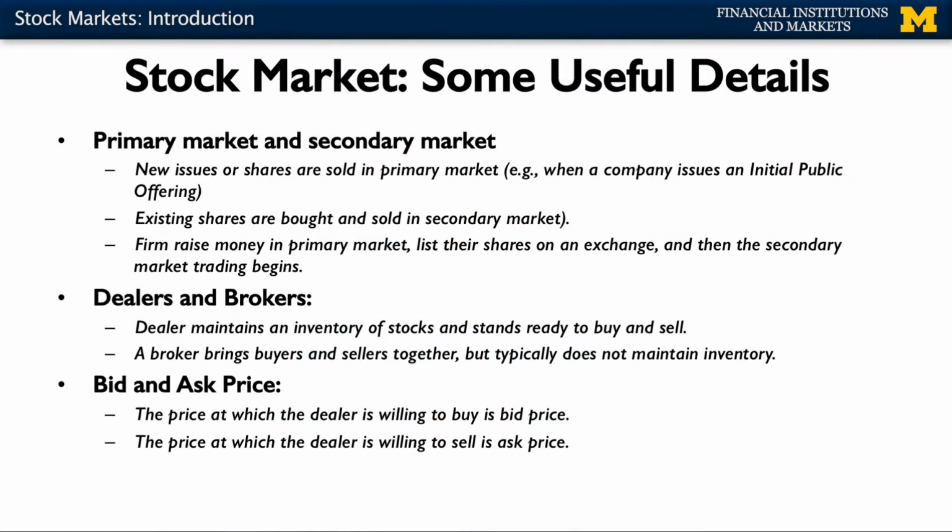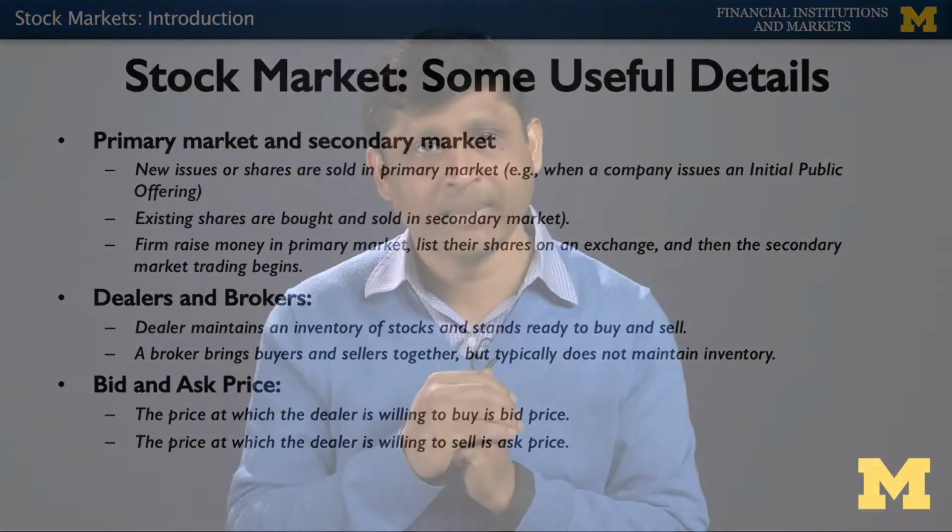The other important feature of stock markets is to think about the key actors, key players in these markets. In particular, I would like you to learn about dealers and brokers. A dealer maintains an inventory of stocks and stands ready to buy and sell. So this is how a dealer will look. Let's say I am a dealer of IBM stock, then at any point in time, I'll have some inventory, a lot of IBM shares with me. And I'll give you two sides of a quote: if you want to buy from me, I'll sell it to you. If you want to sell it to me, I'll buy it from you, at two different prices.